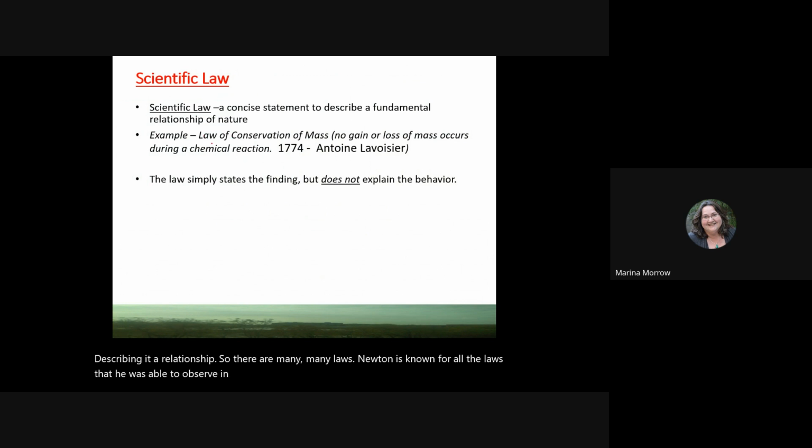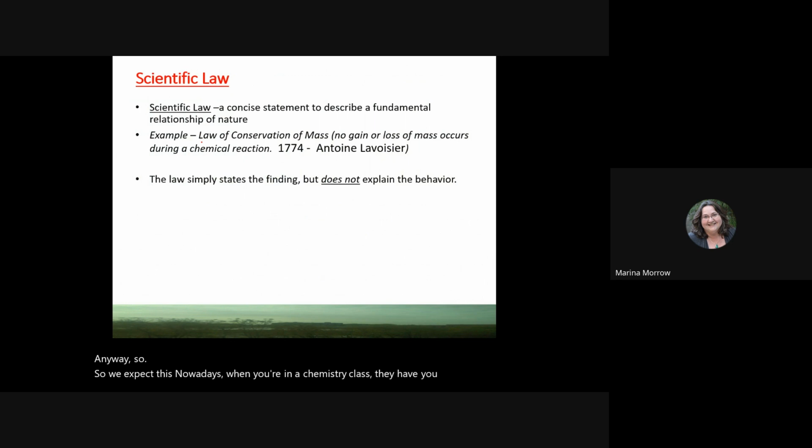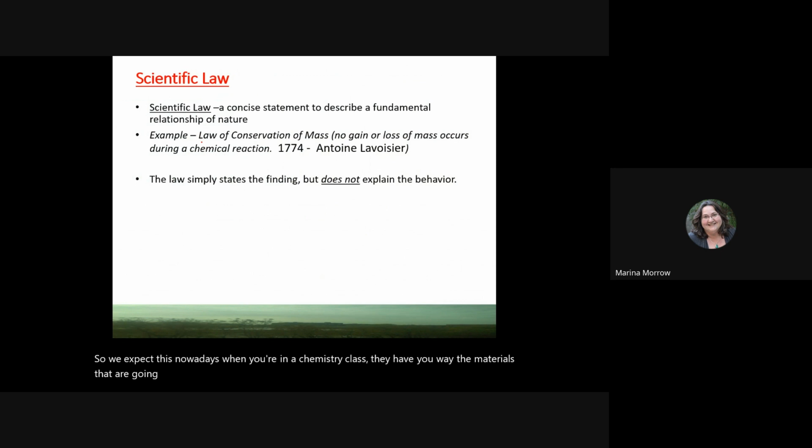One of those laws is the law of conservation of mass, where there's no gain or loss of mass that occurs during a chemical reaction. That was Antoine Lavoisier, who lost his head in the French Revolution, by the way. So we expect this nowadays. When you're in a chemistry class, they have you weigh the materials that are going into a chemical reaction. It's very important. But why is that? And we even know why nowadays. We can explain this now.